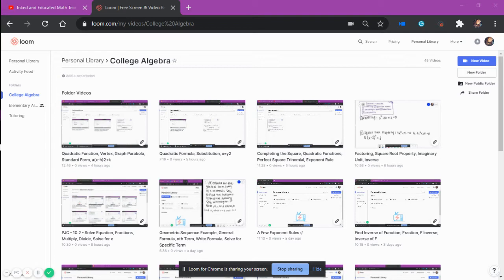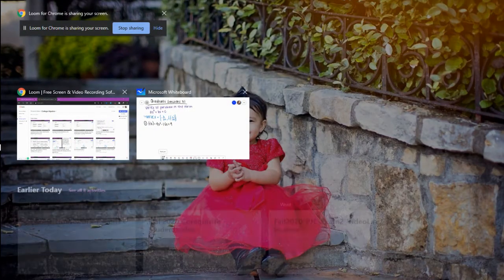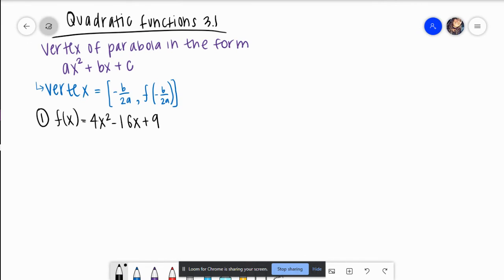Okay, hey y'all. We are going to continue with our quadratic functions. This is still 3.1. We have a video finding the vertex of a parabola when it's in standard form. I want to do one when it is in the form of ax squared plus bx plus c.